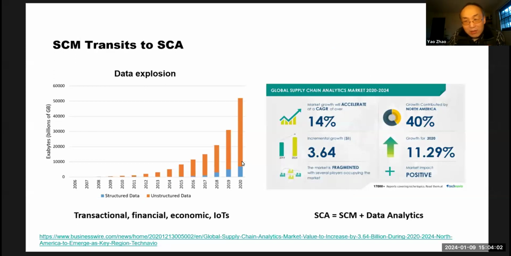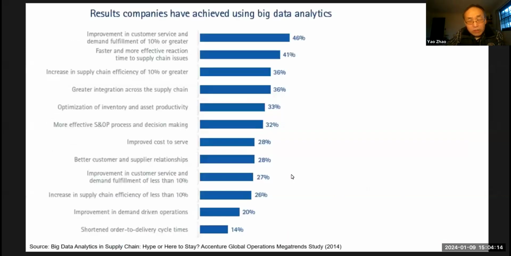So supply chain analytics is quickly becoming essential for supply chain professionals, as we have witnessed the significant growth of the supply chain analytics market. But the growth is fueled by tangible benefits companies obtain from data analytics. An earlier report showed that data analytics helped to improve customer service and demand fulfillment, and to obtain faster and more effective reactions to supply chain issues.